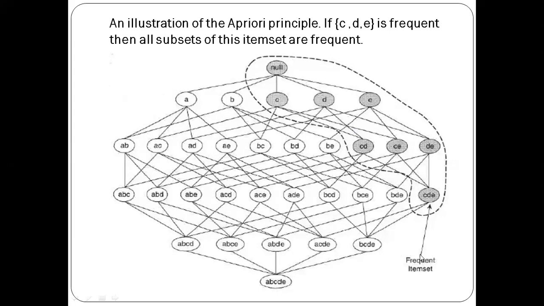If this is frequent, then all the subsets will also be frequent. Here we have considered CDE as one of the frequent item sets. If CDE is frequent, then all the subsets will be frequent. That is the a priori principle: if an item set is frequent, then all the subsets of that will also be frequent.